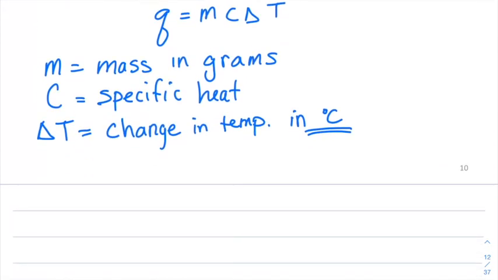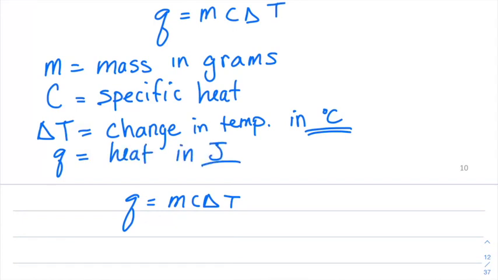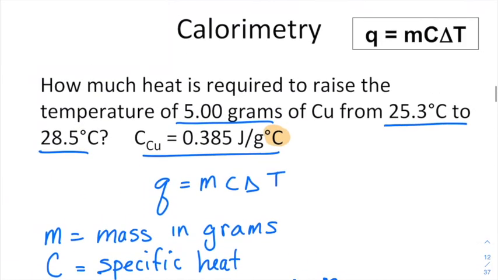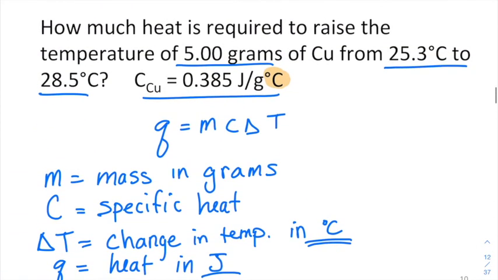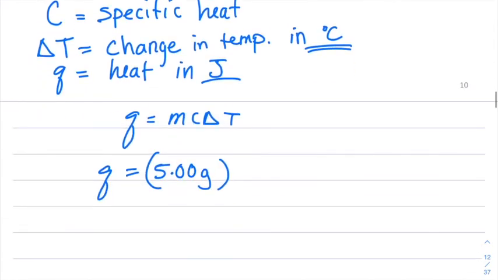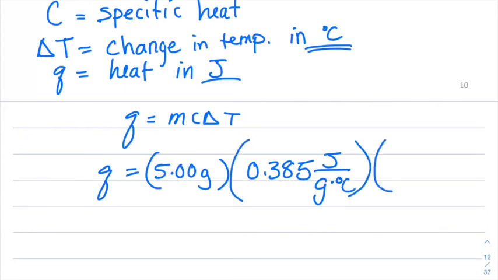All right, so we're using our Q equals MCΔT, where Q is our heat, and I should have added that here. Q is the heat, and that is usually the heat in joules. So we are going to find our heat. We're going to start off with our mass. Mass is 5 grams times specific heat, which is 0.385 joules divided by grams times degrees Celsius times our change in temperature.